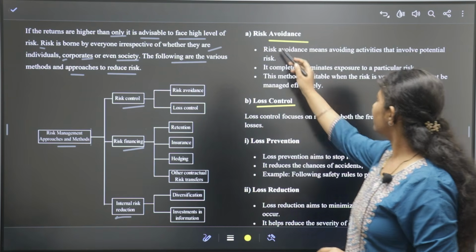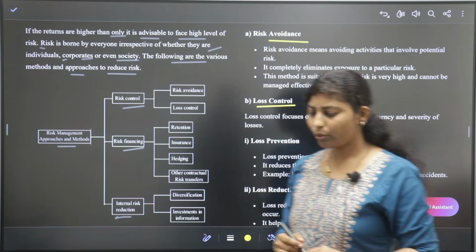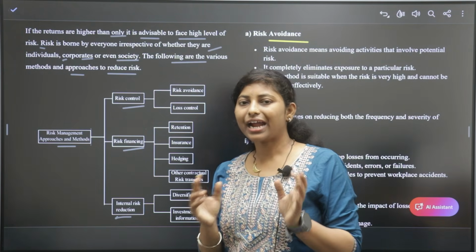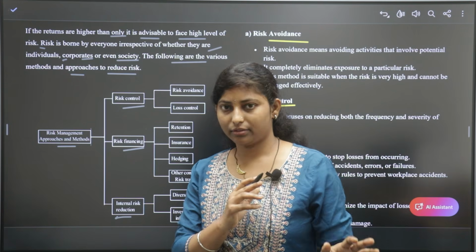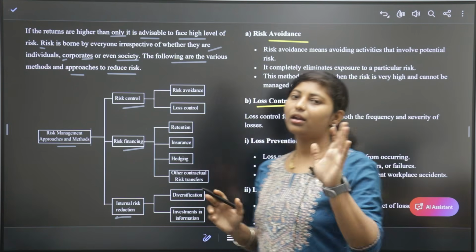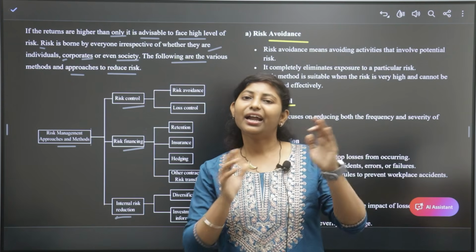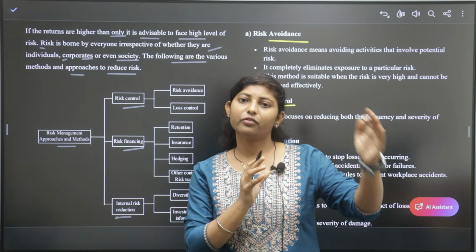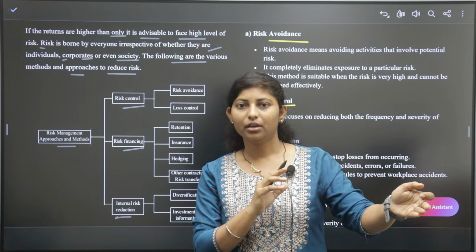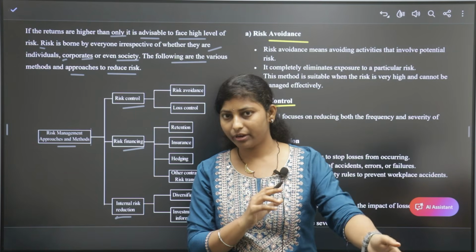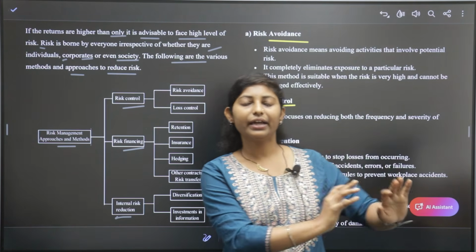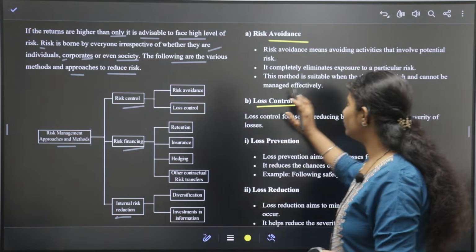First we'll discuss risk avoidance. Avoid the activity in which you are getting more losses. Risk avoidance is nothing but this: there is an activity in which we get a number of chances of losses, or different types of risk, so you just avoid that activity. That is what we call risk avoidance.